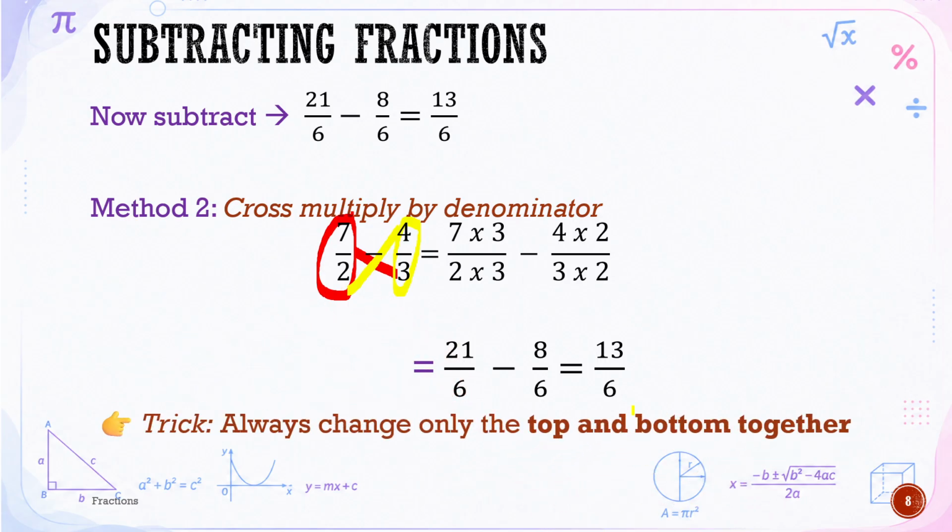Alright, so similar to adding fractions with different denominators, you have to remember to change only the top and bottom together. That's going to give you a correct subtraction answer, no matter if the denominators in the initial example are different.